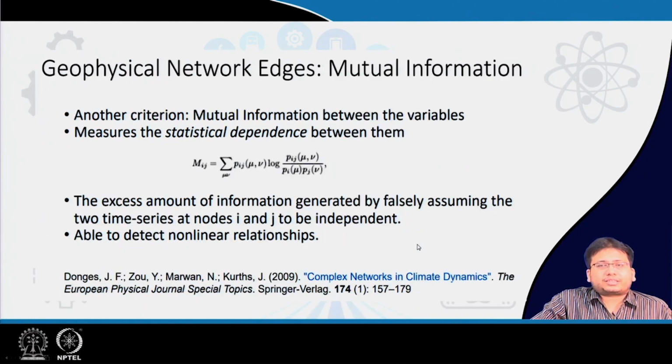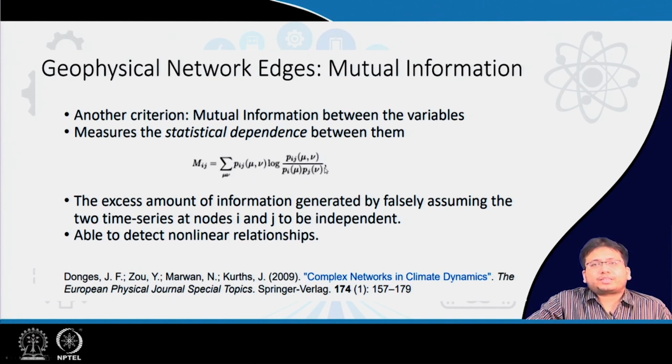And now, just extending the concept of correlation, another possibility is to construct the edges on the basis of what is known as mutual information. Mutual information measures the statistical dependence between two variables. So, once again consider the two locations I and j. Let us say that we are measuring the quantities mu and nu at I and j respectively.